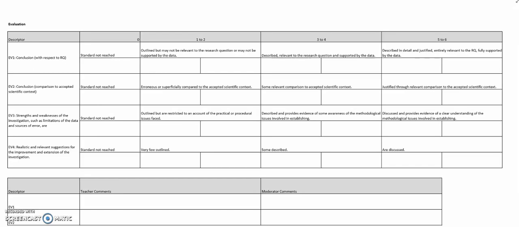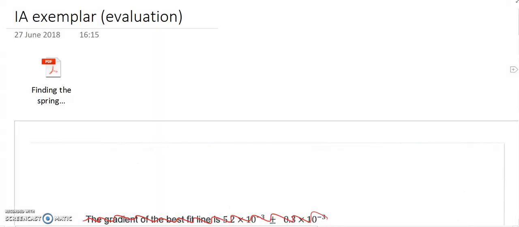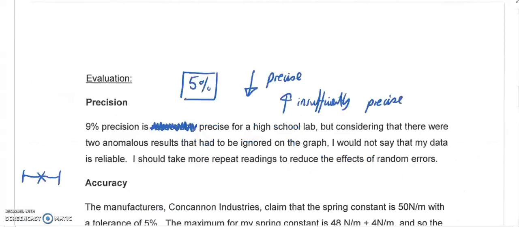Now we're going to do the second part of the evaluation section. So we're going to discuss the strengths and the weaknesses of the investigation, the limitations of the data, the sources of error, and realistic and relevant suggestions for the improvement and extension. And what that looks like in the exemplar is the following.